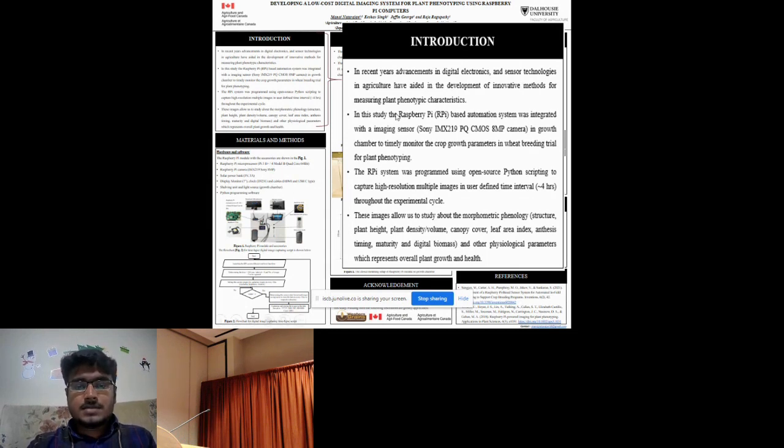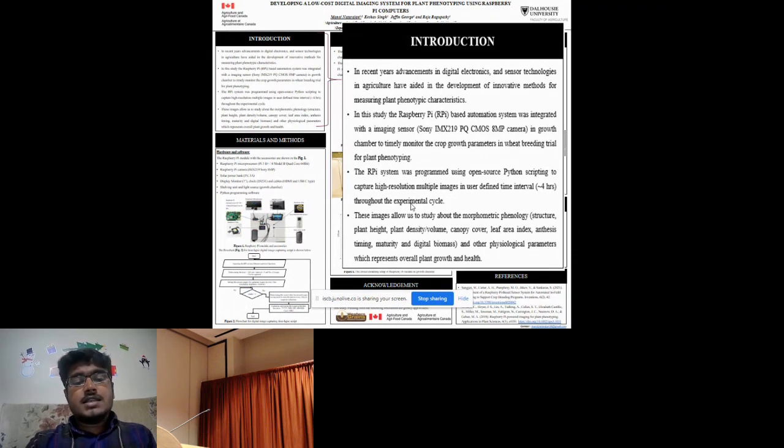In this study, the Raspberry Pi based automation system was integrated with the image sensor, Sony IMX219PQ CMOS 8MP camera, in a growth chamber to timely monitor the crop growth parameters in a wheat breeding trial for plant phenotyping. The Raspberry Pi system was programmed using open source Python scripting to capture high resolution multiple images in a user defined time interval, which is approximately 4 minutes throughout the experimental cycle.